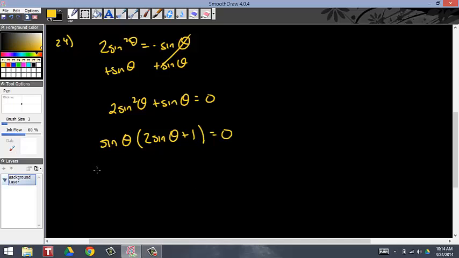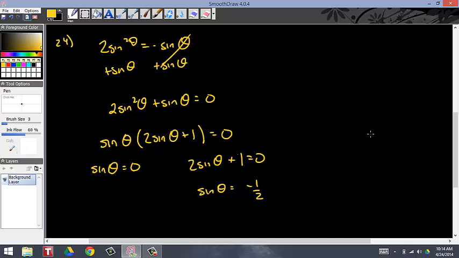Okay, now we've got sine theta equals 0. 2 sine theta plus 1 equals 0. So here, the right side, I'm going to get sine theta equals negative 1/2. Okay, where are we pulling our answers again? The unit circle.